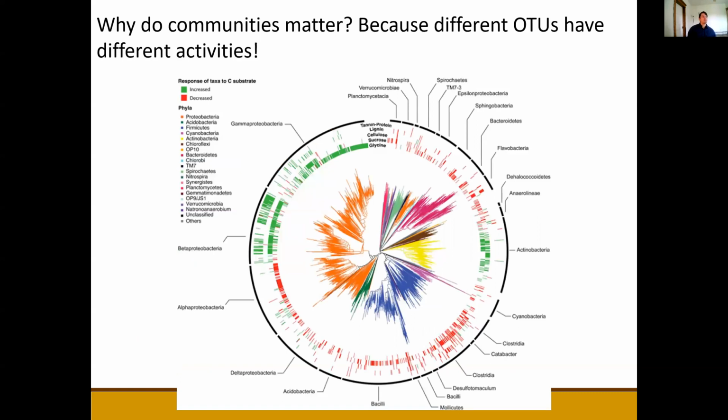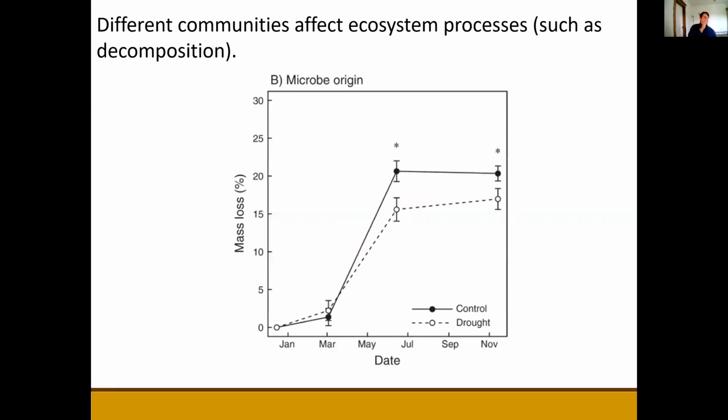Okay, so why do the communities matter? That essentially just boils down to because the different operational taxonomic units, or OTUs, have different activities. They play different roles in the environment. They do different things. So this is an example of looking at something like decomposition. Here we have different communities affecting ecosystem processes such as decomposition, where you have a control, which is typically an unaltered or natural condition when you're looking at these types of studies, and then you have a drought, an area that would lack moisture. I'm assuming this was some soil sample, but I'm not sure, so don't quote me on that.